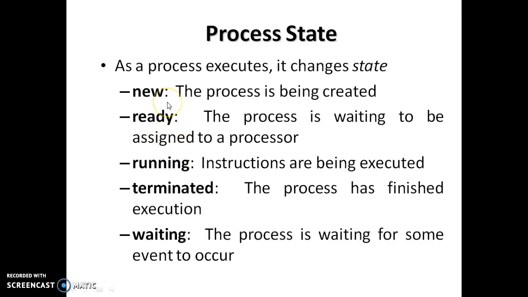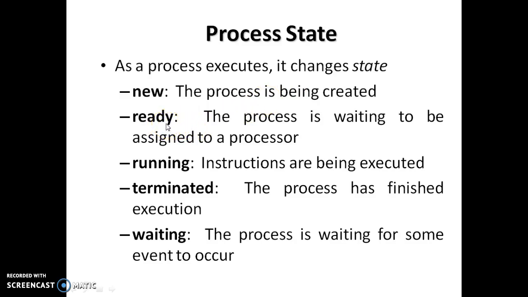The first state is the new state, where a process has been created by the process management unit of the operating system, where a process control block of every process gets created, and this control block in the main memory maintains information about the entire process, which is changed from time to time.